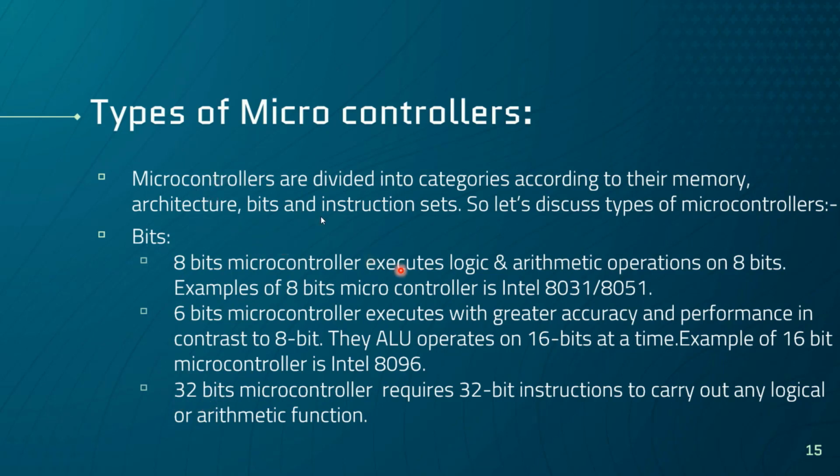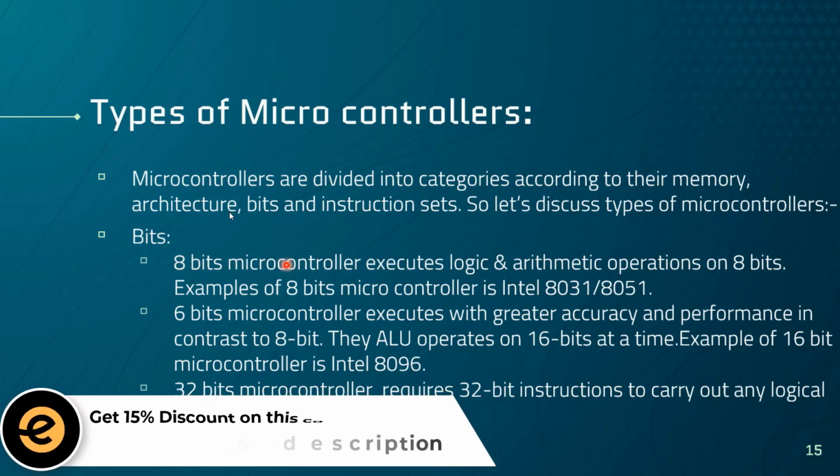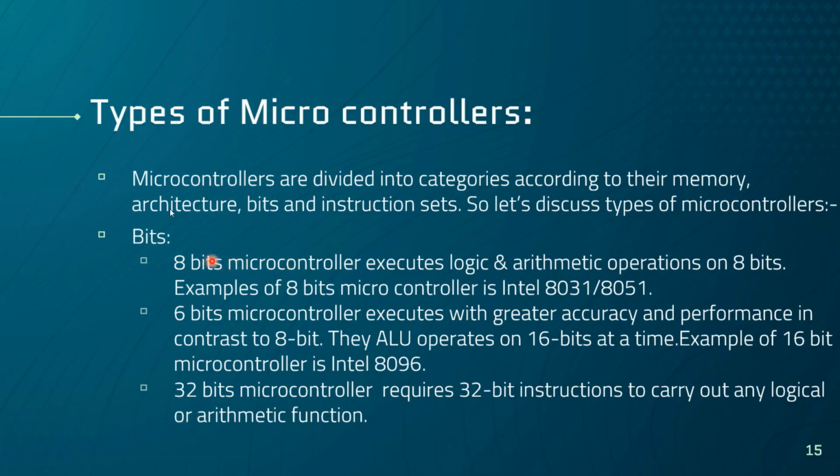The 8-bit microcontroller executes logic and arithmetic operations on 8 bits. For example, an 8-bit microprocessor is an Intel 8031 or an 8051. So what I'm saying in this slide is that basically there are three kinds of microcontrollers: 8-bit, 16-bit, and 32-bit microcontrollers. 8-bit microcontrollers handle information in terms of 8 bits at a time. The address bus and the data bus of the microcontroller are 8 bits wide.